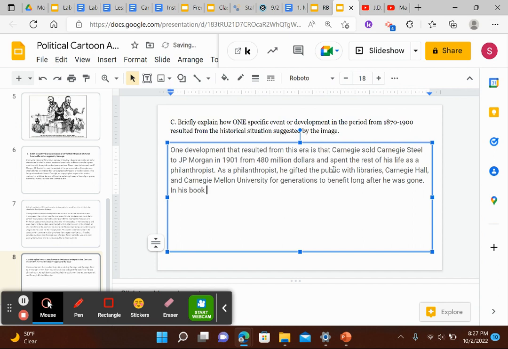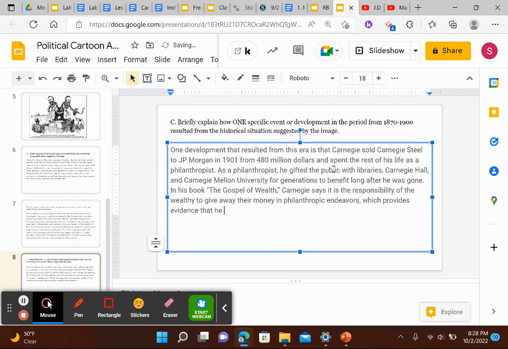In his book, The Gospel of Wealth, and again, I'm paraphrasing here because I don't have everything right in front of me, Carnegie says it is the responsibility of the wealthy to give away their money in philanthropic endeavors, which provides evidence that he is a hero and not a villain.